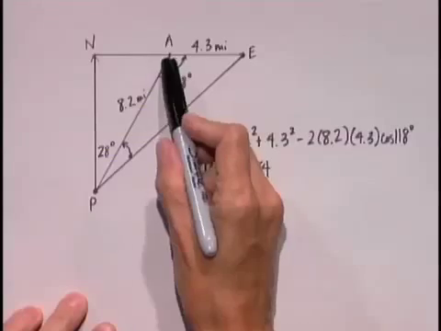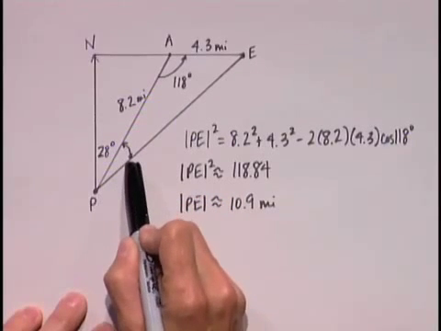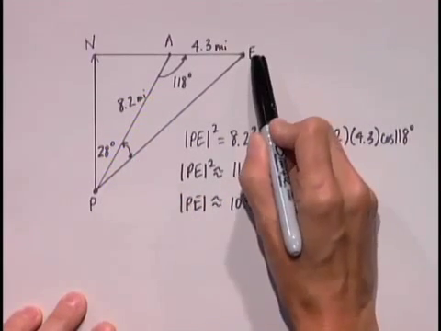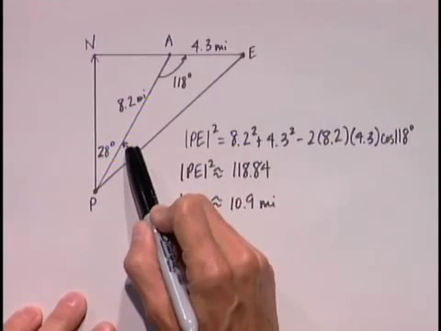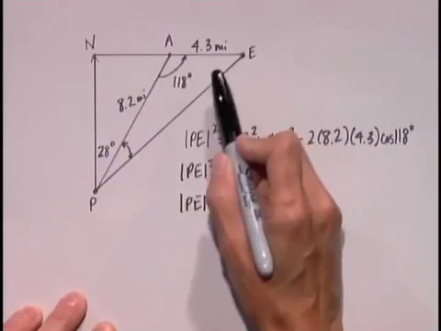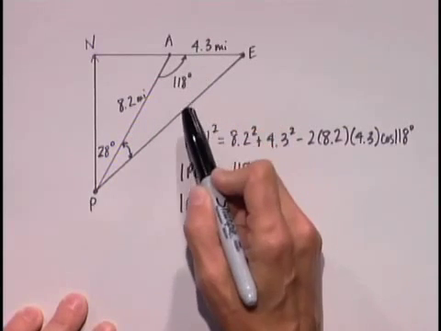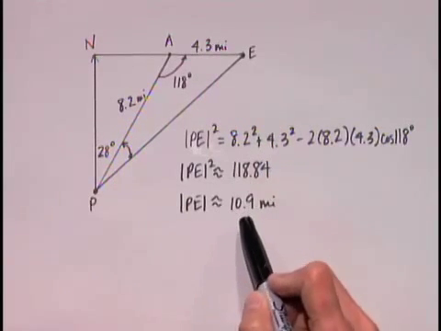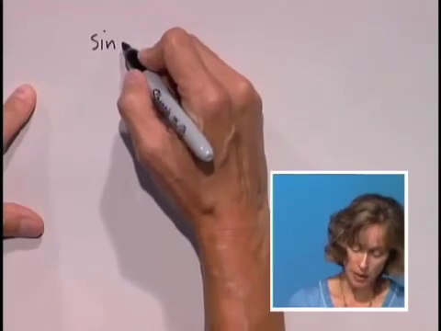What we need to do now is find angle APE. Once we find it, we add it to 28, and we have the bearing of the ship, remember the ship's here, from port. To find the bearing, or the angle in the triangle, I'm going to use the law of sines. Angle APE is opposite side 4.3. I have 118 degrees opposite the side I just found. And let's put together the law of sines. What we're looking for is angle APE.